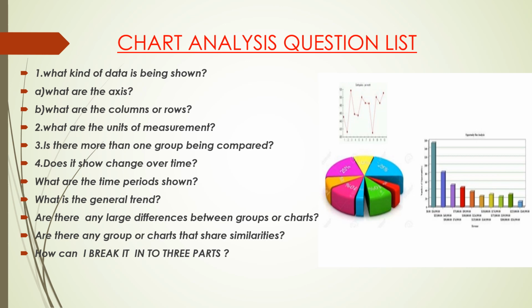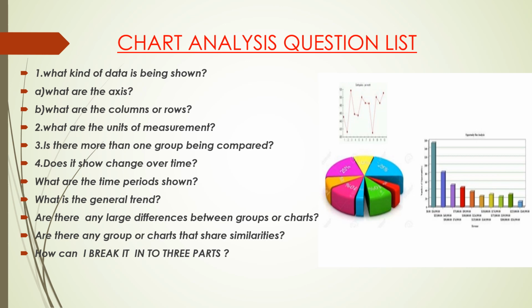Basically, we are trying to transform the information which is in the form of a chart or a diagram into a verbal form. That is, we are converting the visual into a paragraph, right? So what kind of data is being shown there? What are the axes? What do we have on the x-axis and what do we have on the y-axis? What are the columns or rows?